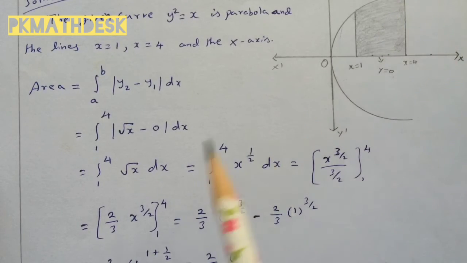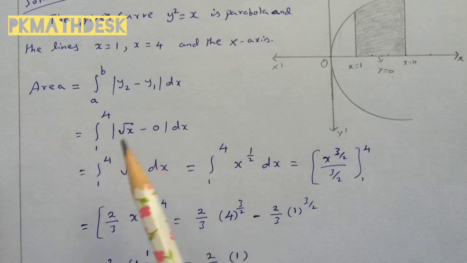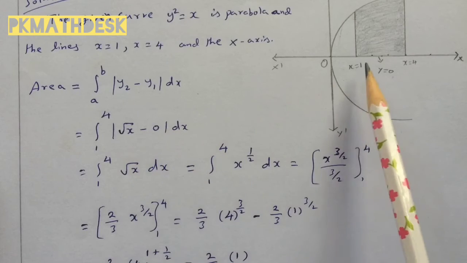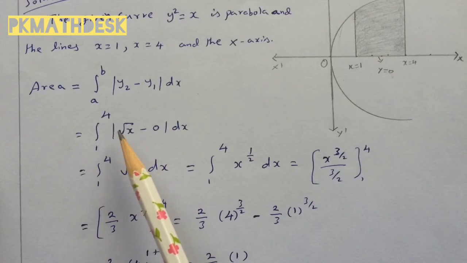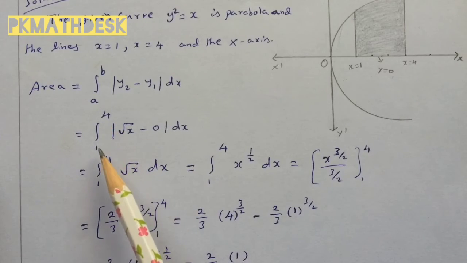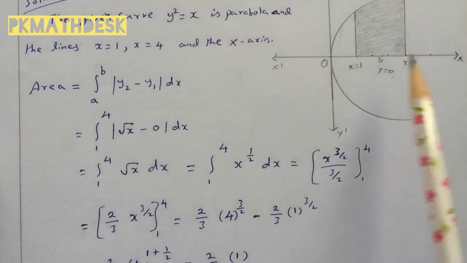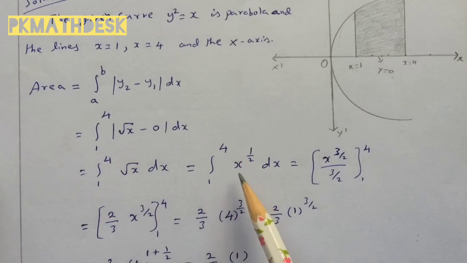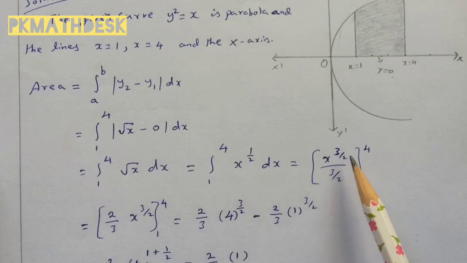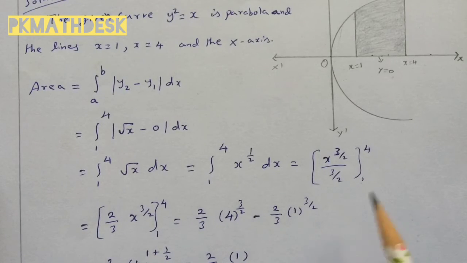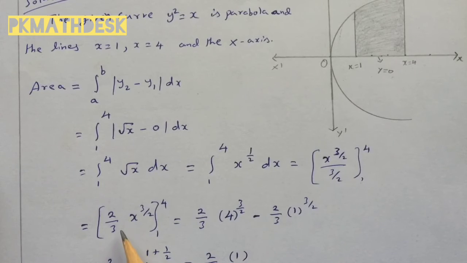So y square equal to x, y equal to square root of x. The upper one is square root of x, the lower curve is the line y equal to 0. Modulus of square root of x minus 0, that means square root of x, limit 1 to 4, square root of x into dx, that is equal to integration of 1 to 4 x power 1 by 2 dx, that is equal to x power 3 by 2 divided by 3 by 2, limit 1 to 4.